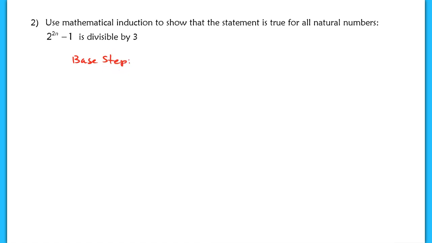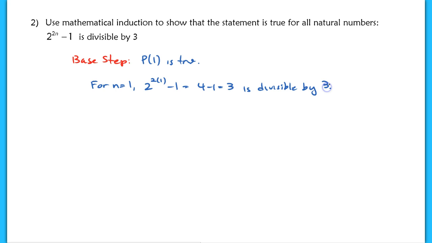For p of 1, let's show that this is true. So p of 1, for n equals 1, we have the statement 2 to the 2 times 1 minus 1, which is equal to 4 minus 1, which is 3, is in fact divisible by 3.